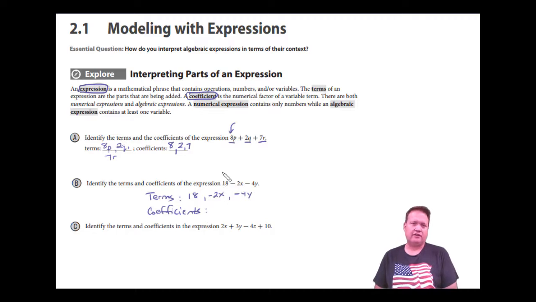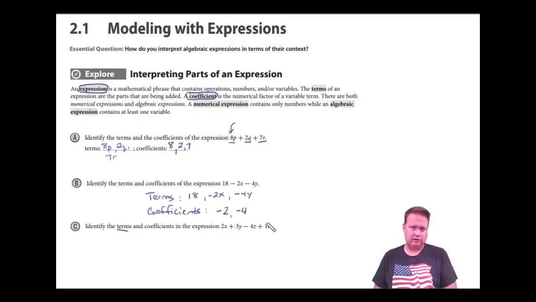Now let's take a look. Coefficients can be a little different than part A because that one just had three variable terms. 18 is what's called a constant term. It doesn't have a letter. It doesn't have an unknown. So 18 is not a coefficient, just the negative 2 and the negative 4. So this expression had three terms, but only two coefficients.